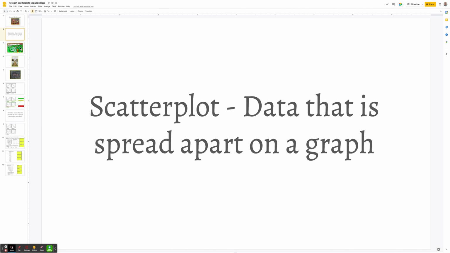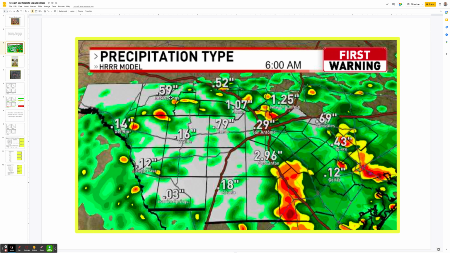But you don't just see this idea of scattered data in math class. You'll see it when you watch the news, specifically the weather, and you'll see scattered showers is what they'll call this. And it's what it sounds like. There's showers here, showers there. Some people got a little, some people got a lot. Some people didn't get any rain. Things are just scattered apart across the radar map.